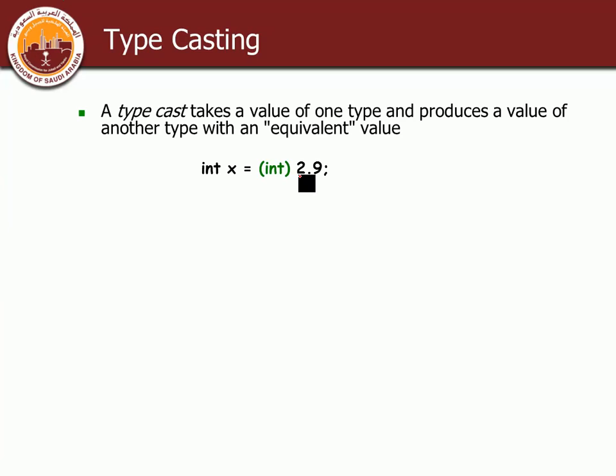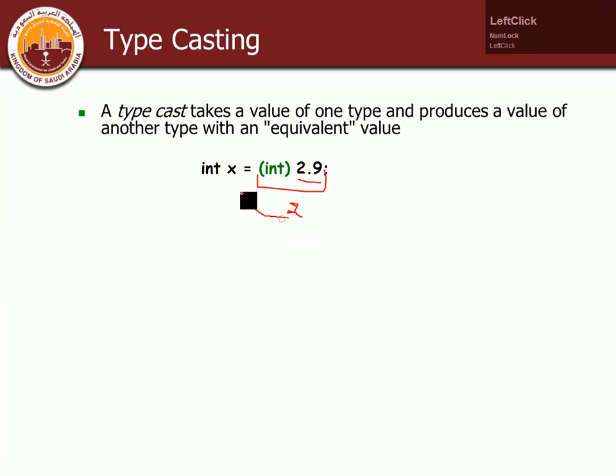So this means 2.9, which data type is this? Float or double? No, the value here is double. And when I put int between parentheses now, this 2.9 is going to be converted to int. What is it when we convert 2.9 to int? What is going to be? 2. Very good, 2, not 3.